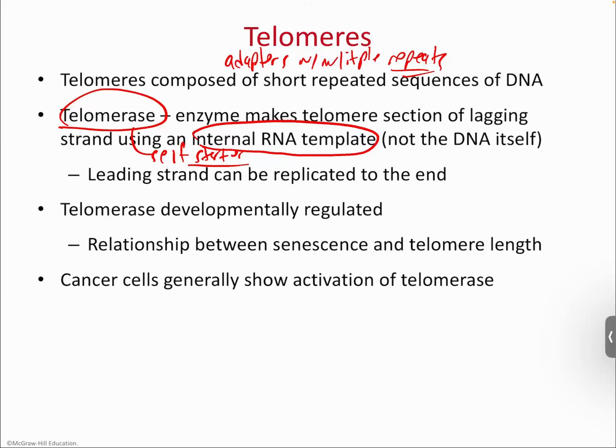As it turns out, telomerase is a really heavily regulated enzyme. It's very developmentally regulated. It's very cell regulated. There is a relationship, a correlation, a direct relationship between cell senescence and telomere length. Why? Because if you lengthen the telomere, the idea is a cell can live longer. That is to say that it can go through multiple rounds of mitosis without degrading.